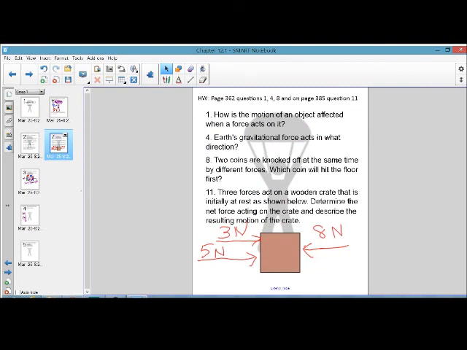So now that you know a little bit more about forces, go ahead and answer these homework questions and have them ready to turn in tomorrow.